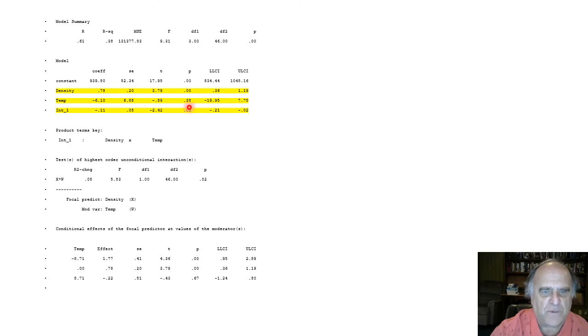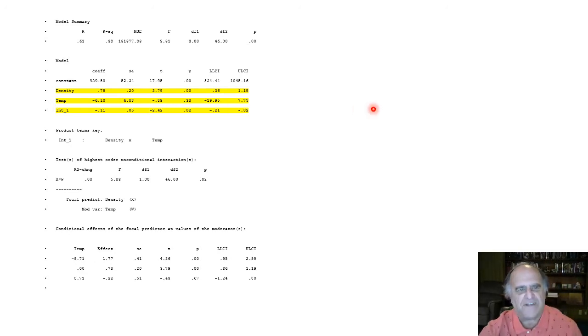So the p there is 0.38. So temperature itself does not affect COVID deaths. But the interaction, which is density times temperature, is significant. So as we saw before, there is a significant interaction. And here's the bootstrap confidence intervals, and here's the B coefficient for the interaction.